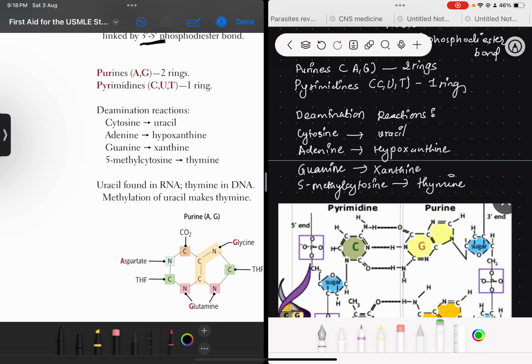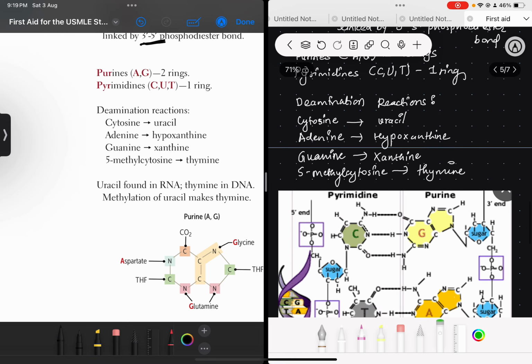This is easy. Now about the pyrimidine's deamination reaction. First let's see cytosine. Cytosine is common in DNA and RNA both, but uracil and thymine will be different. Uracil will be present in the RNA, thymine will be present in the DNA. Cytosine can convert into uracil by deamination reaction, and 5-methyl cytosine can convert into thymine.